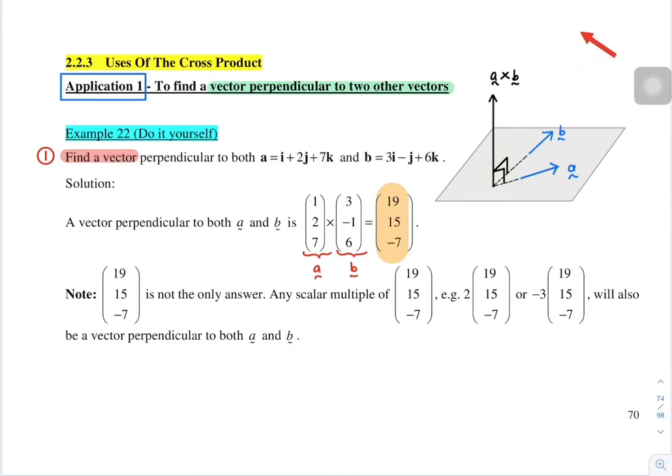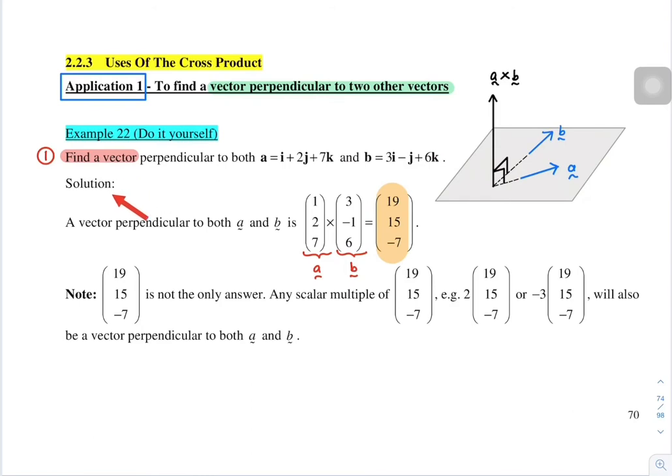Now, what are the uses of the cross product? The first important application of the cross product is to find the vector perpendicular to two other vectors. So if I have two vectors on the same plane like this, A and B, and if we want to find the vector perpendicular to both A and B, alright, what we can do is we do the cross product or vector product between the two vectors.